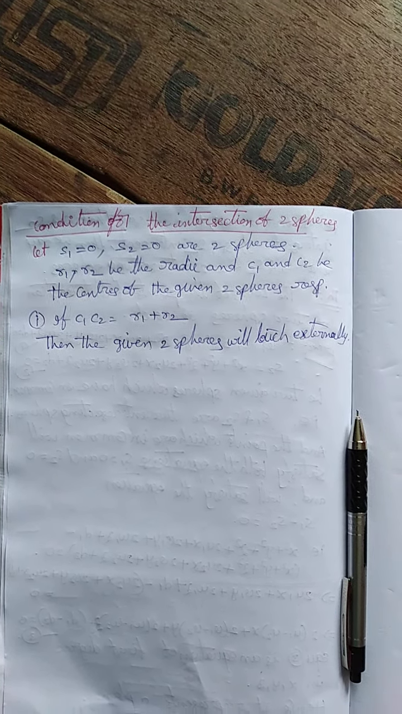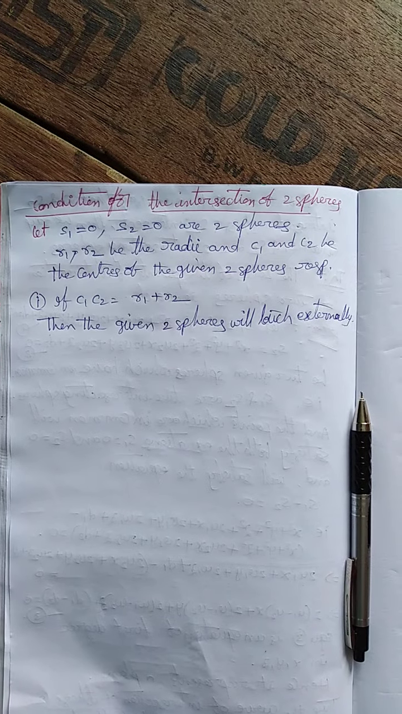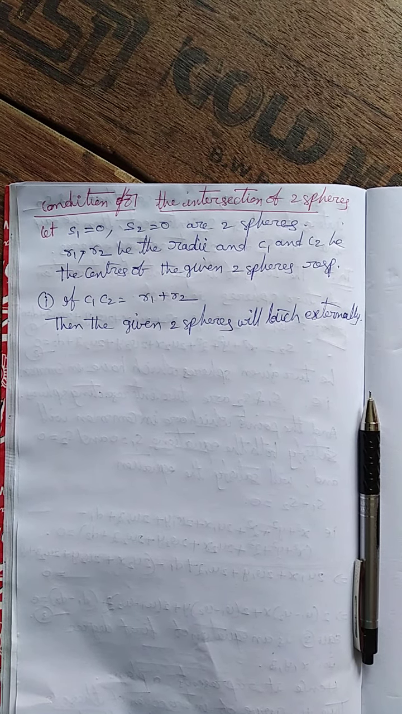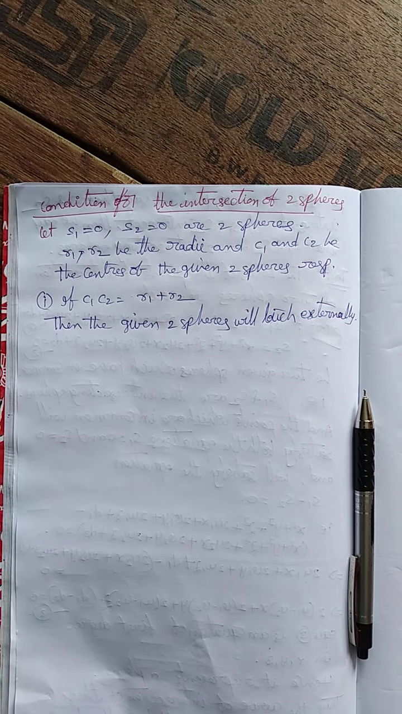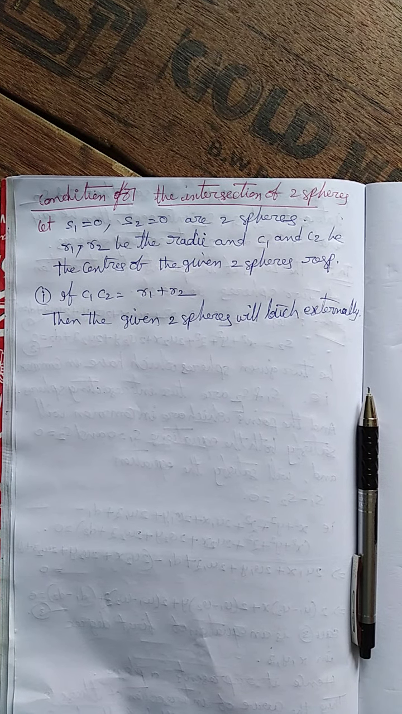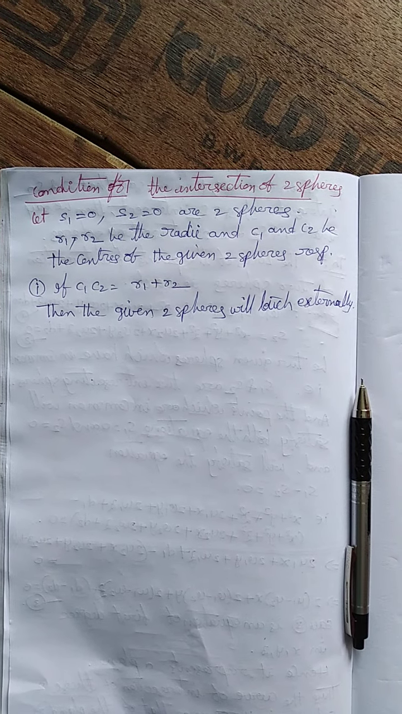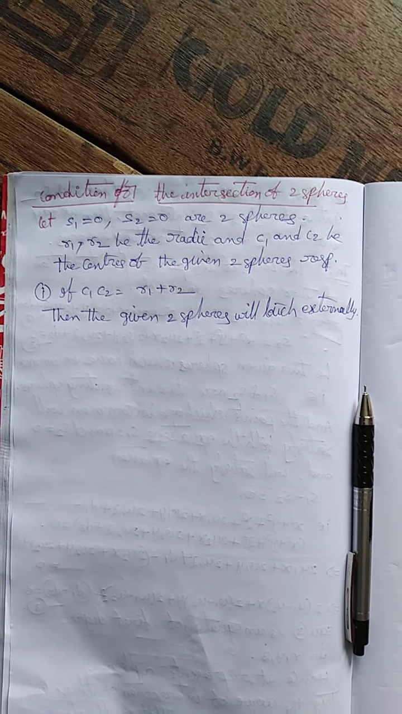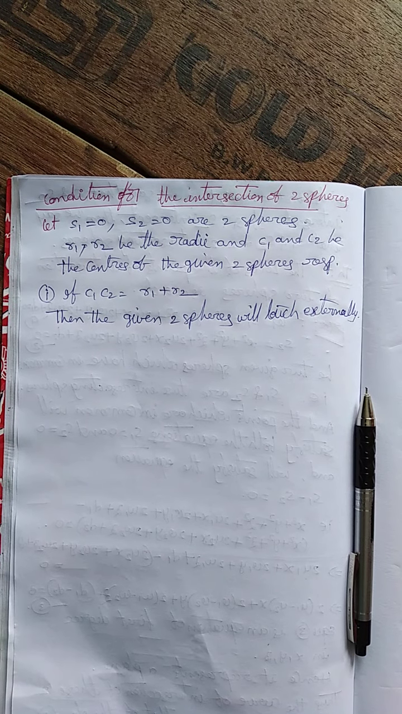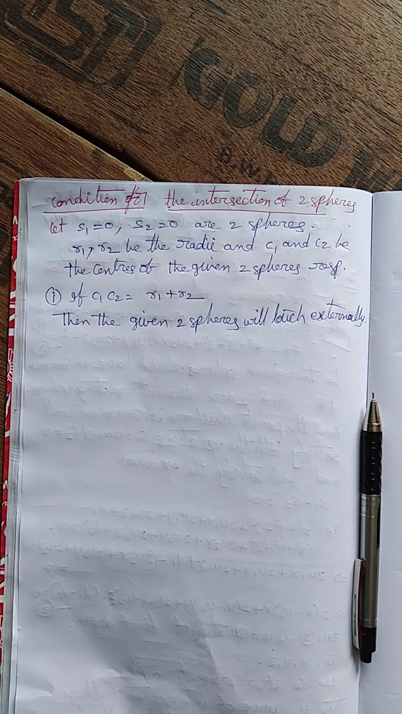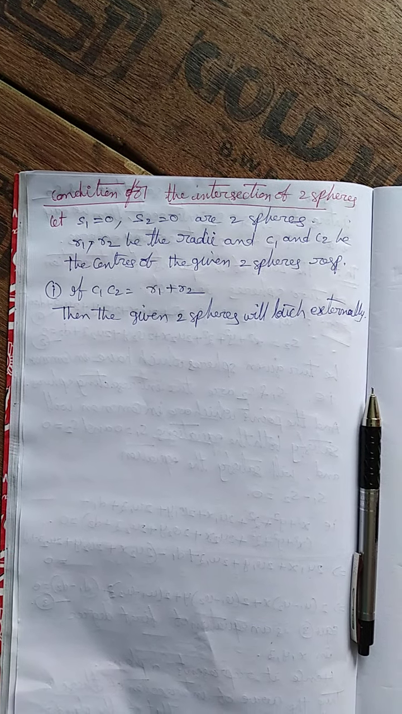Now, condition number one: if C1C2 = R1 + R2, then the given two spheres will touch externally. That is, if the distance between the centers C1C2 equals the sum of the radii of the two spheres, then they touch externally.